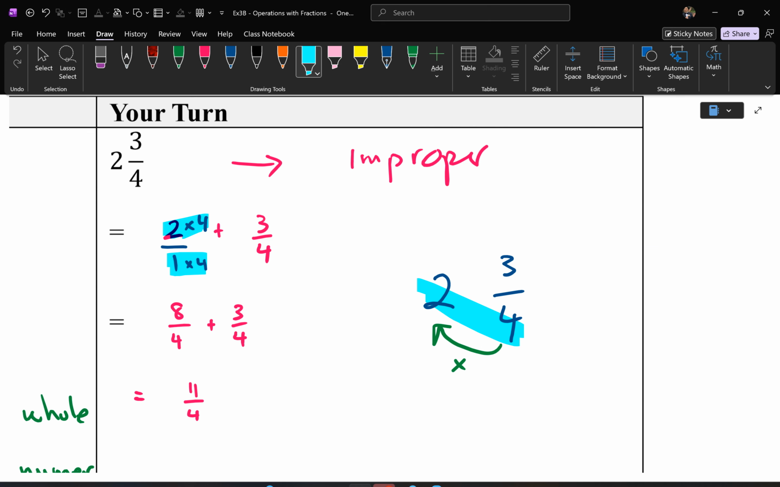And then why do you add the numerator? Because now they're the same denominators. 8 plus 3 gives you 11. That's why it works. Okay? So again, if you didn't understand the theory, you can memorize. But I don't like memorizing. To me, if you understand the core, you get the logic much better.